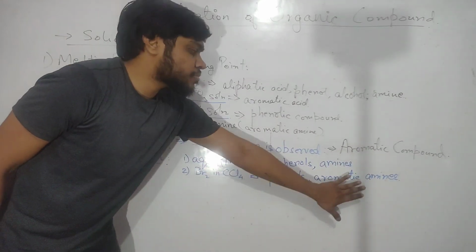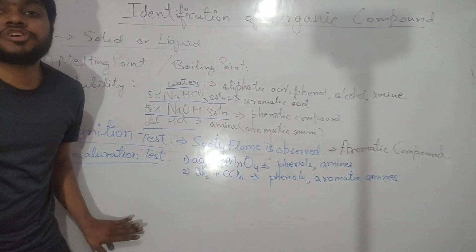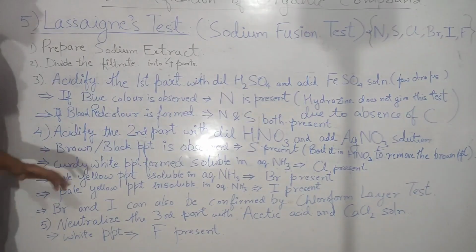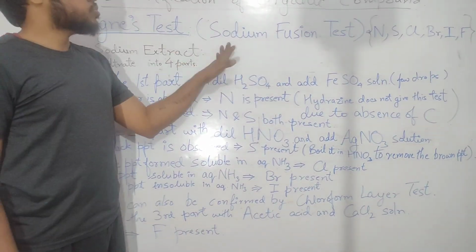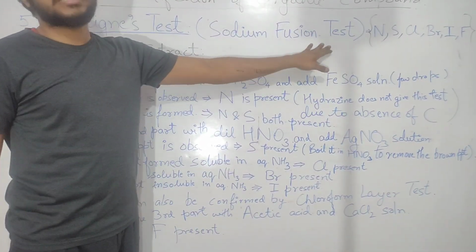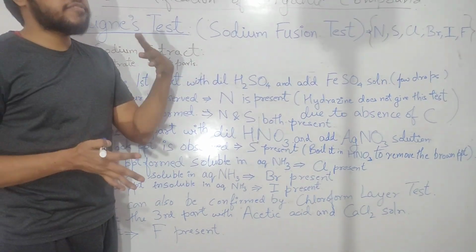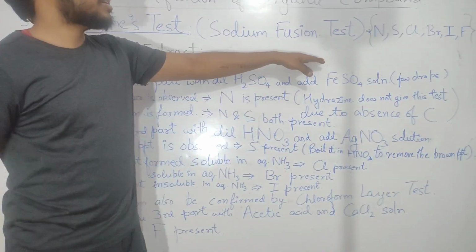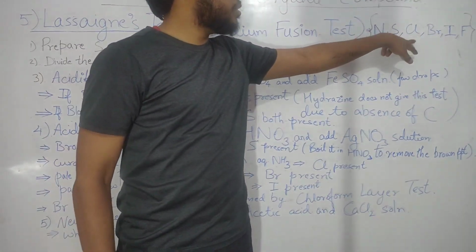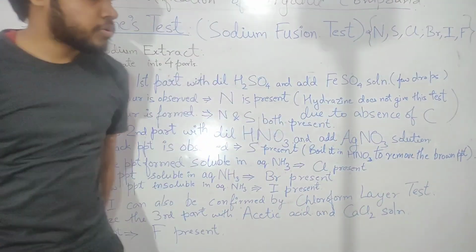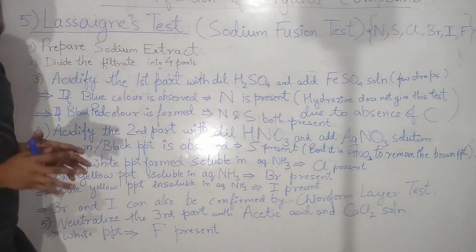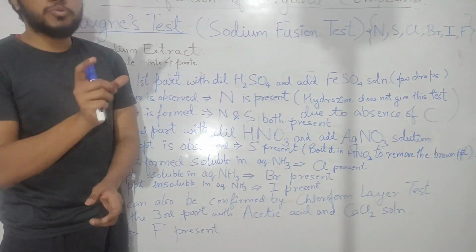So these are some compounds which can give a false unsaturation test. Lassaigne's test, which is also known as the sodium fusion test. This test is done for the identification of different elements or the heteroelements such as nitrogen, sulfur, chlorine, bromine, iodine and fluorine. Okay, so for this test we have to prepare sodium extract.